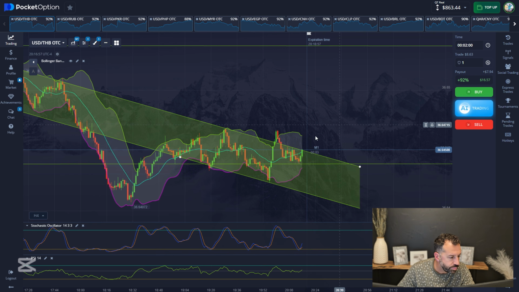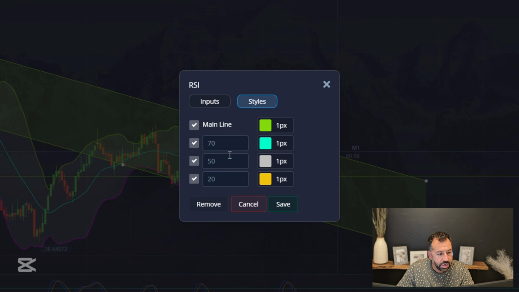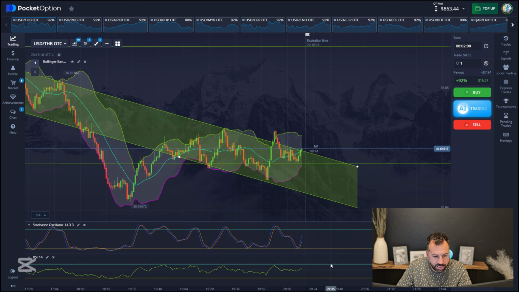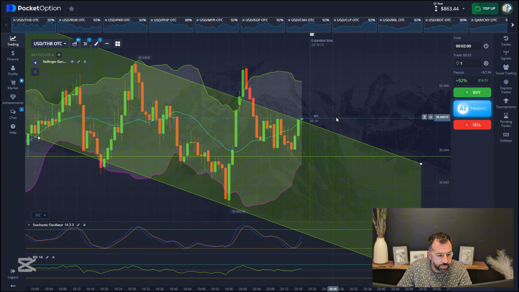All right. So let me show you what the RSI is at. Period is 14, styles 70, 50, 20. On the 70 and the 20, I've made those a little bit bigger because, again, the range is higher. I want to really see it dip, and I want to really see it rise outside of the 70% and the 20%. So with all that being said, let's go ahead and see where we're at.